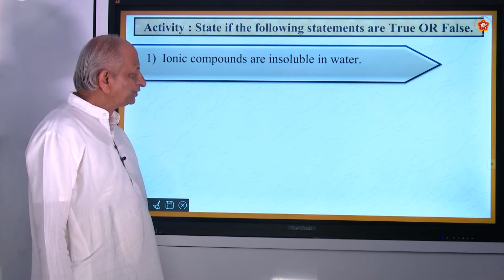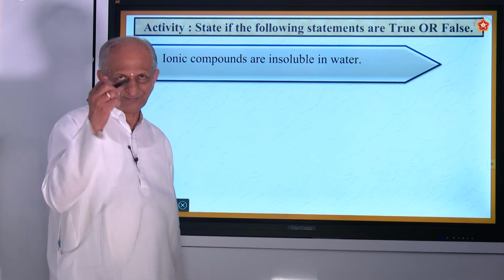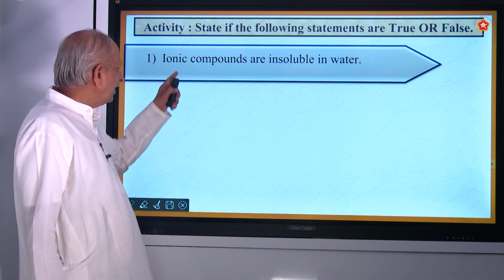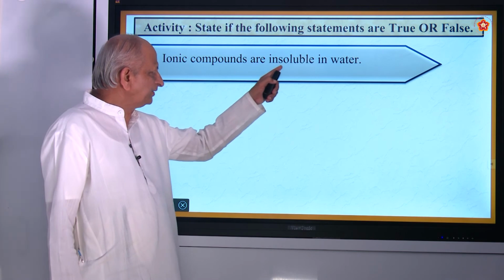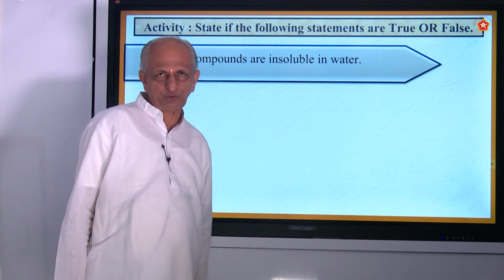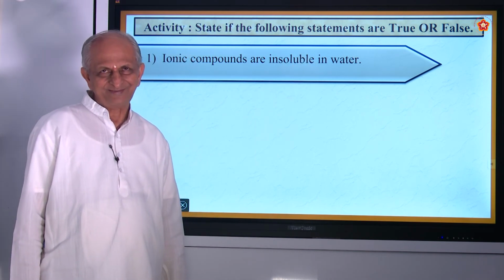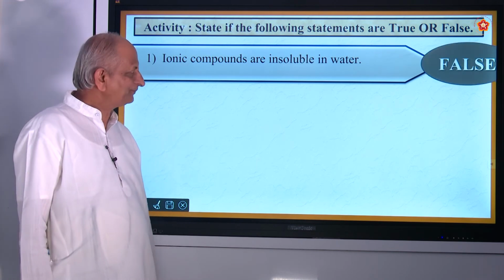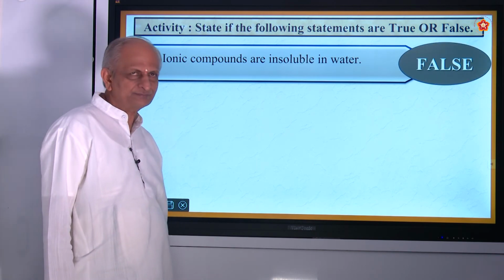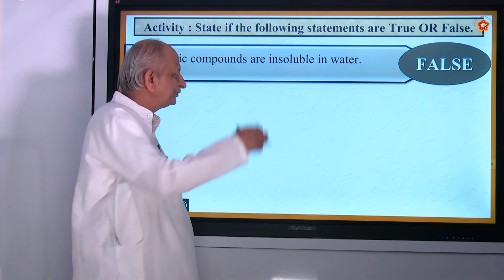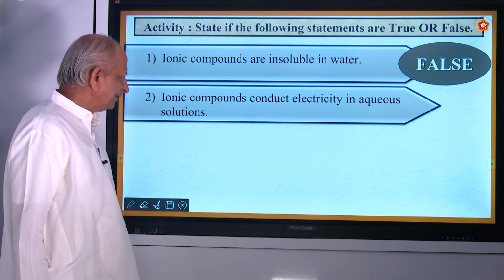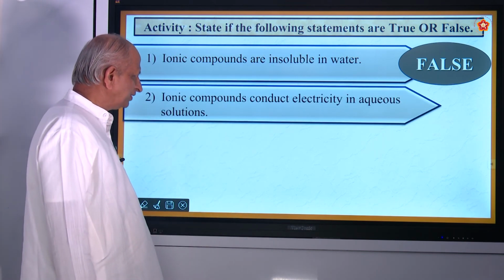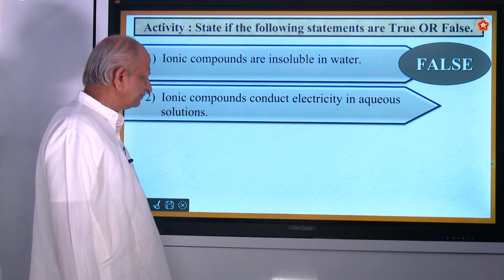Now you must tell whether it is true or false. Come on, tell one by one. Ionic compounds are insoluble in water. Is it true or false? Okay, the answer is false. Means what? It is soluble. Second question, ionic compounds conduct electricity in aqueous solution. Is it true or false?